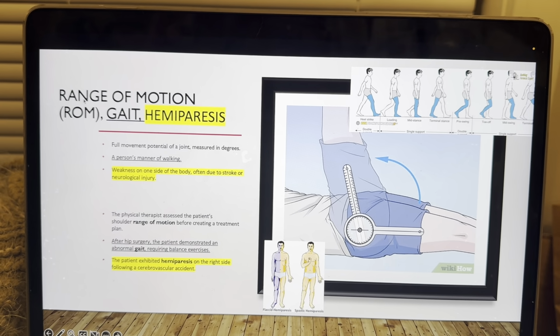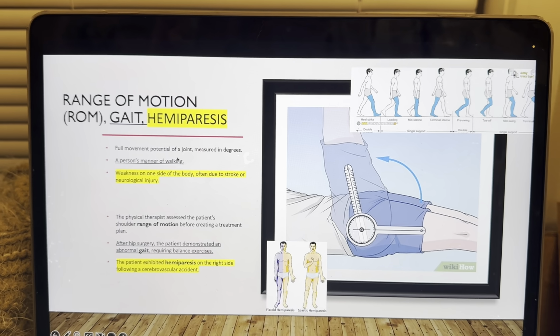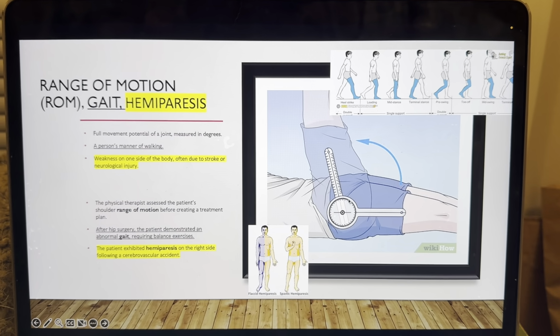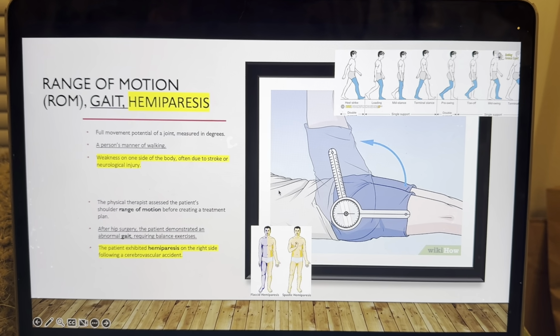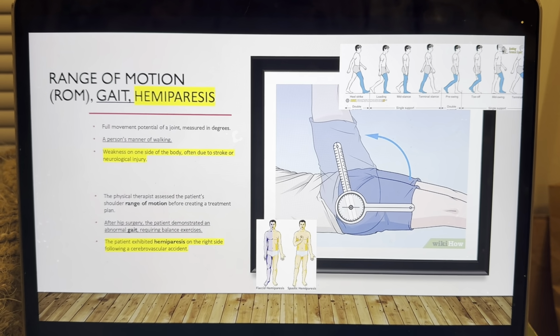So first, we have range of motion, which is full movement potential of a joint measured in degrees. Here's an image. An example is the physical therapist assessed the patient's shoulder range of motion before creating a treatment plan.